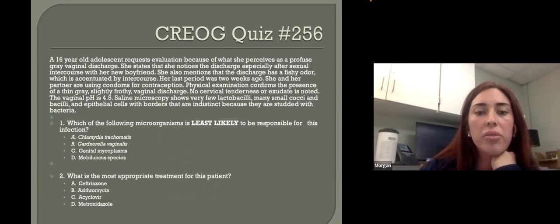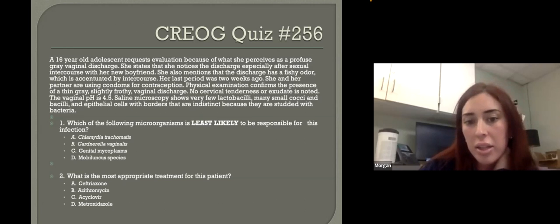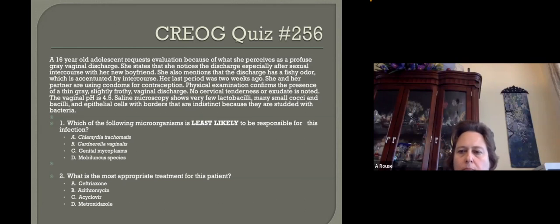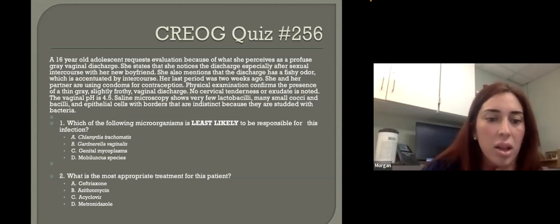Physical examination confirms the presence of thin, gray, slightly frothy vaginal discharge. No cervical tenderness or exudate is noted. The vaginal pH is 4.5. Saline microscopy shows very few lactobacilli, many small cocci and bacilli, and epithelial cells with borders that are indistinct because they're studded with bacteria. Which of the following microorganisms is least likely to be responsible for this infection?